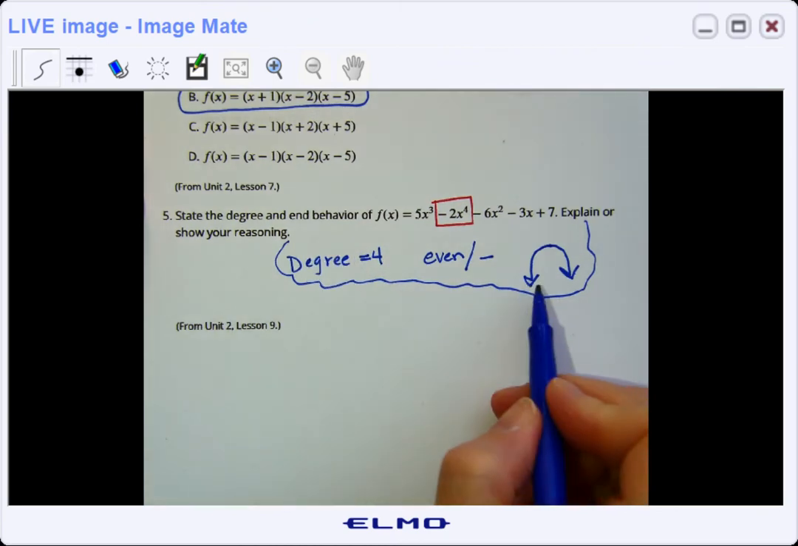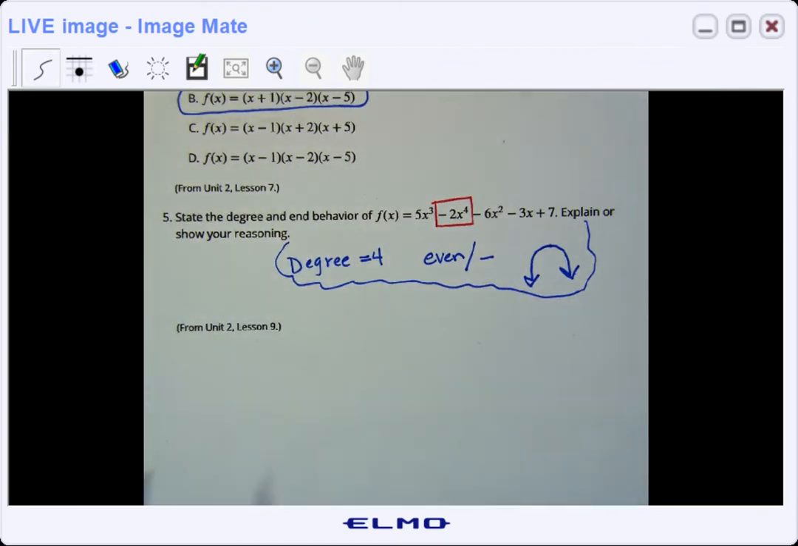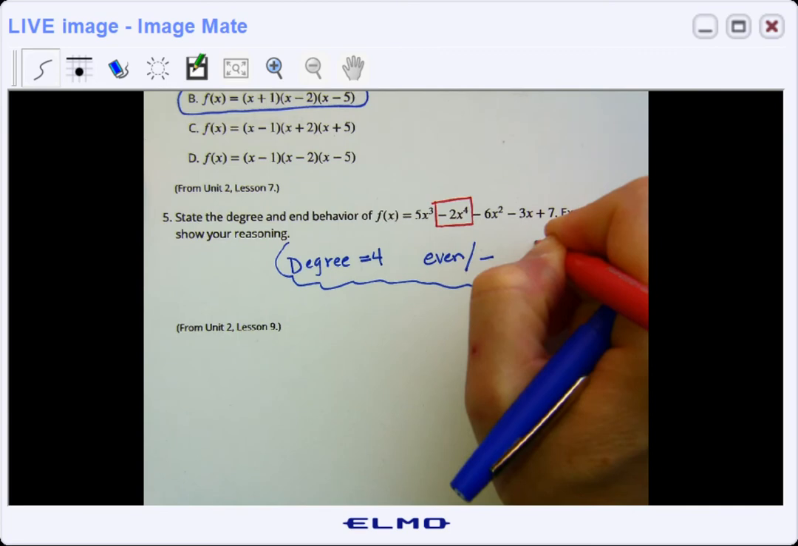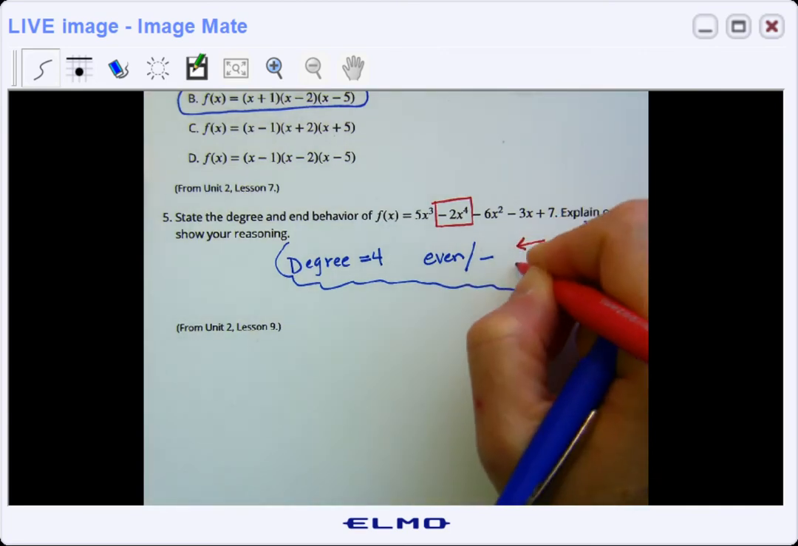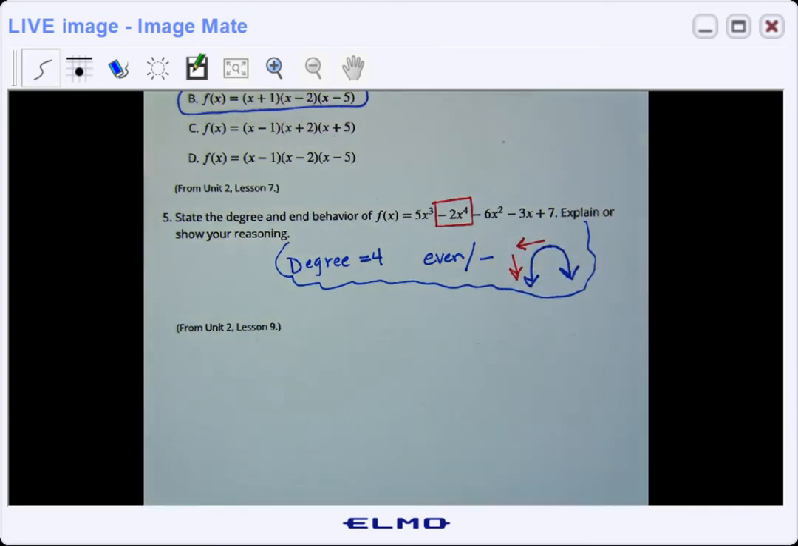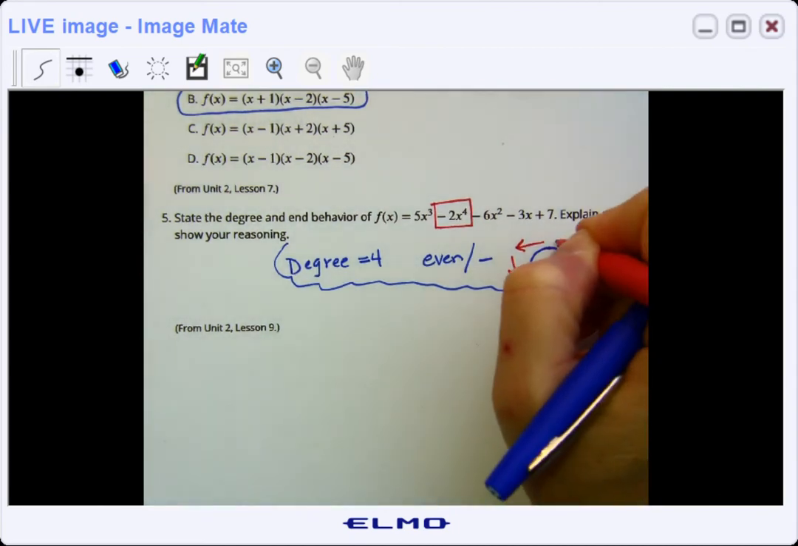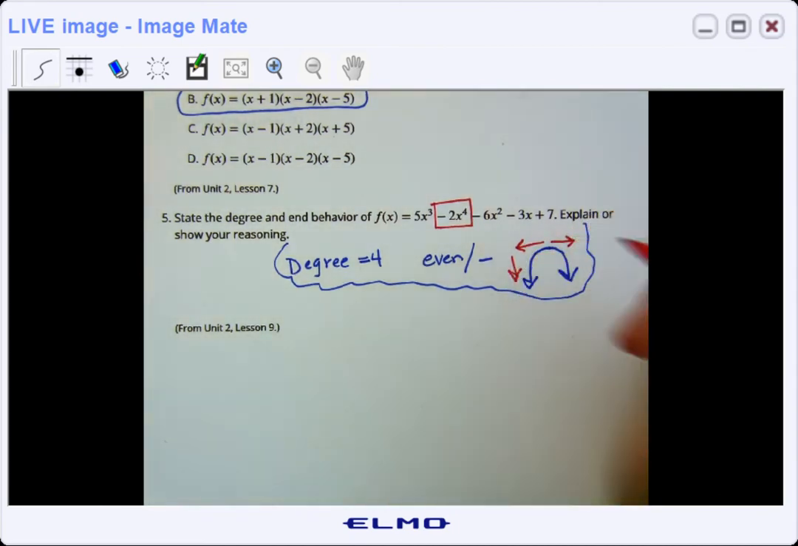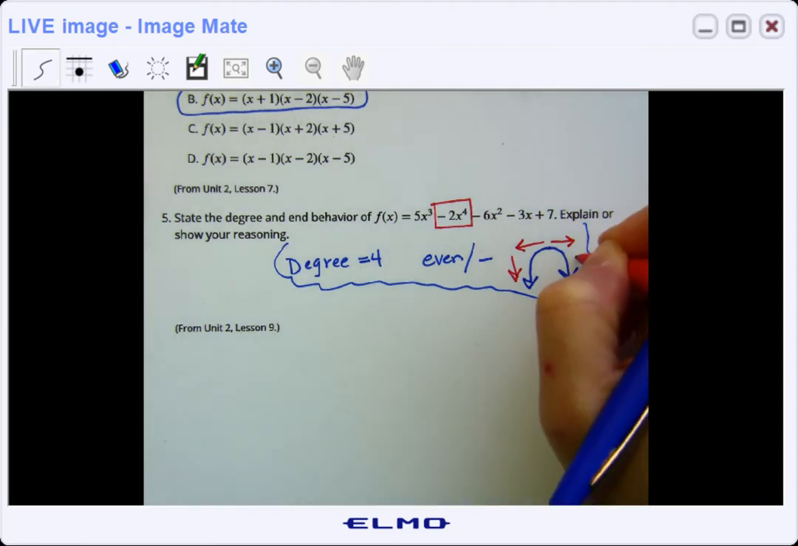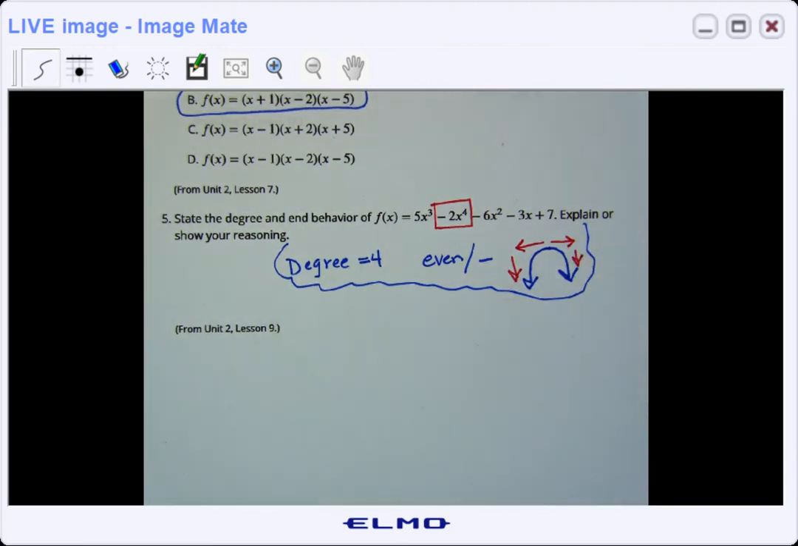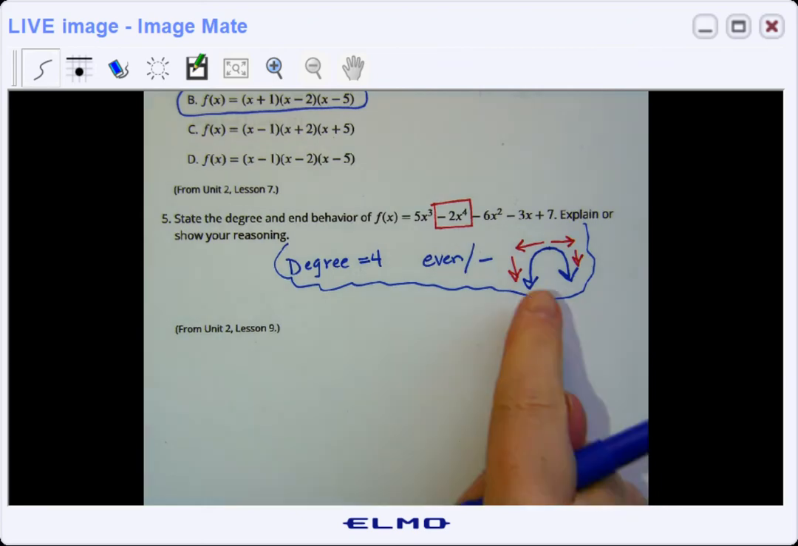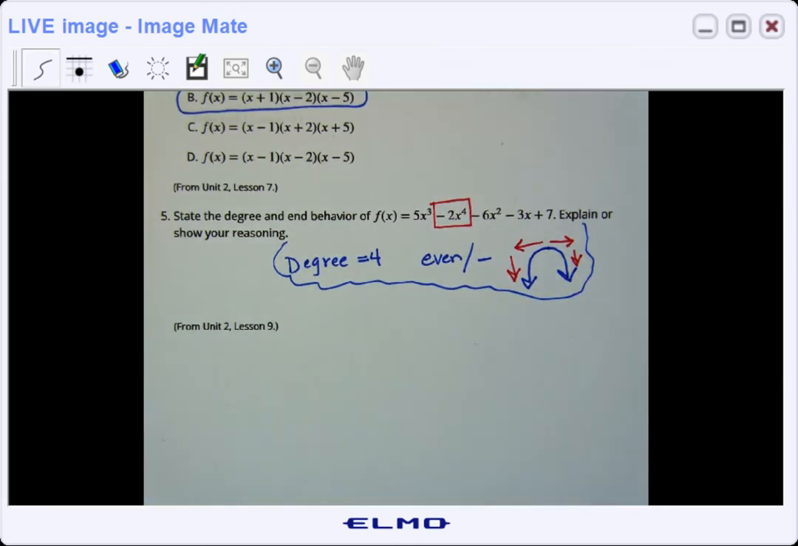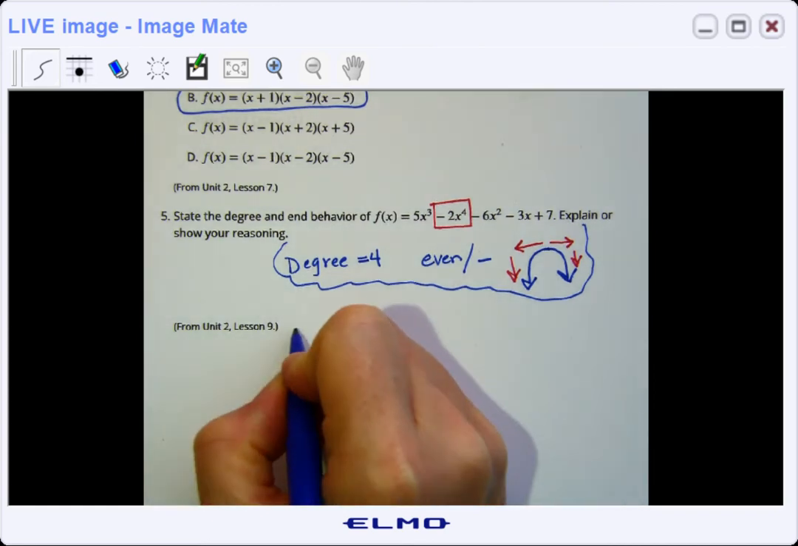So as x gets larger in the negative direction, y is also getting larger in the negative direction. And as x gets larger in the positive direction, y gets larger in the negative direction. So I can state this end behavior since the same thing's happening on both ends. I can state it with one sentence.